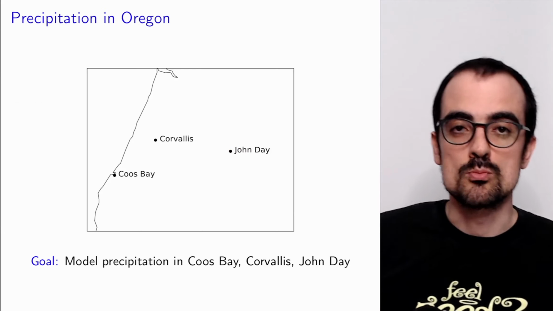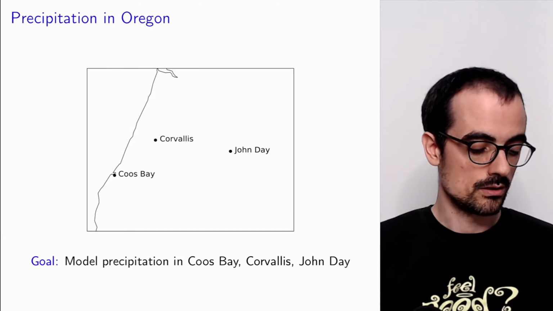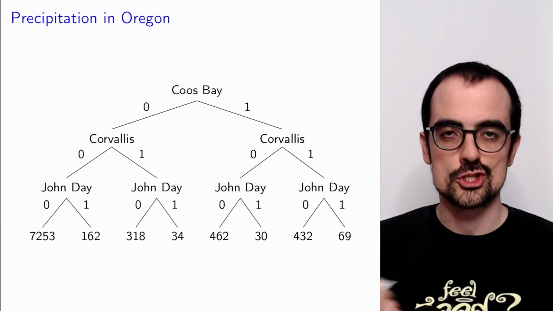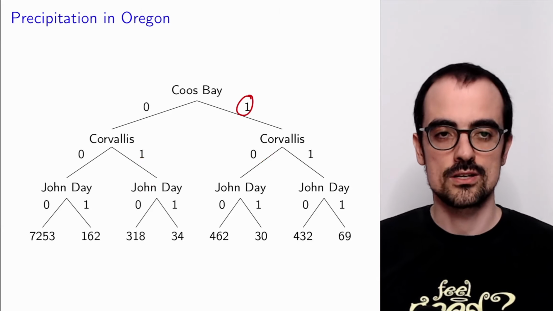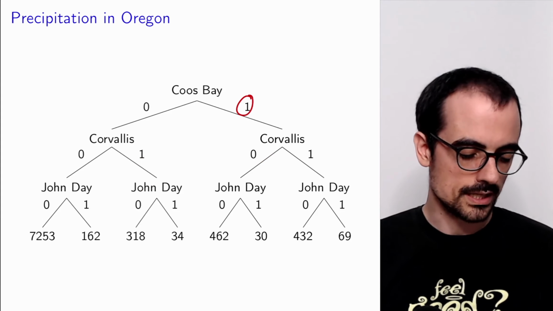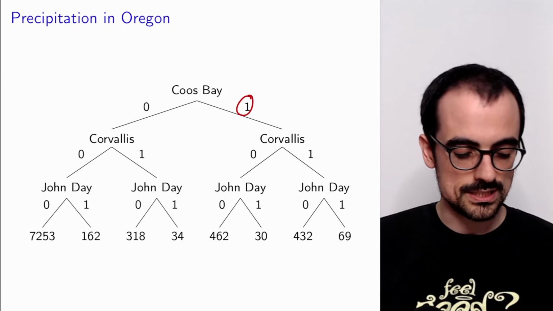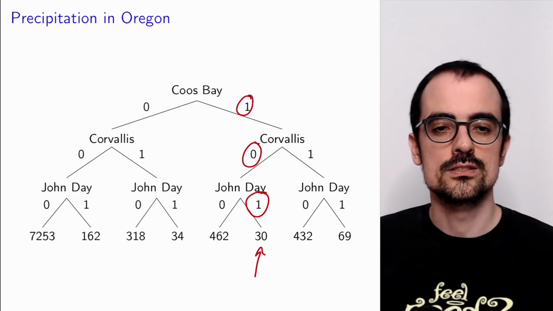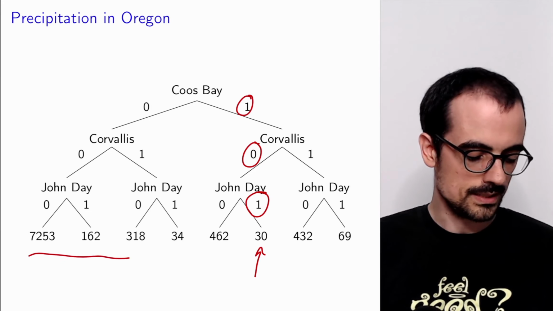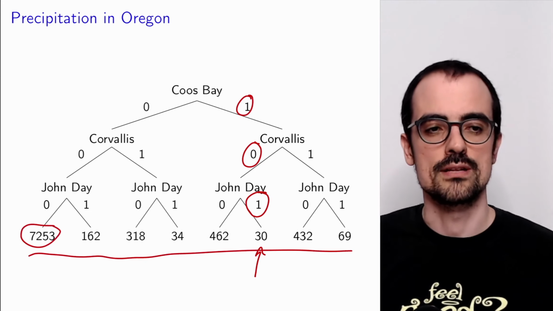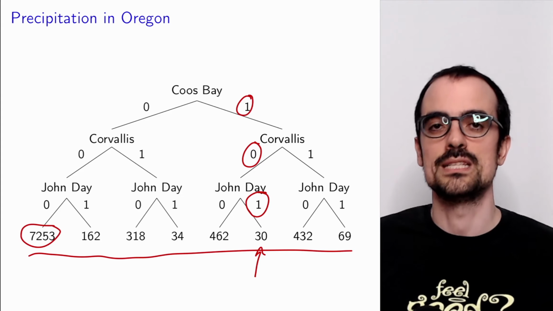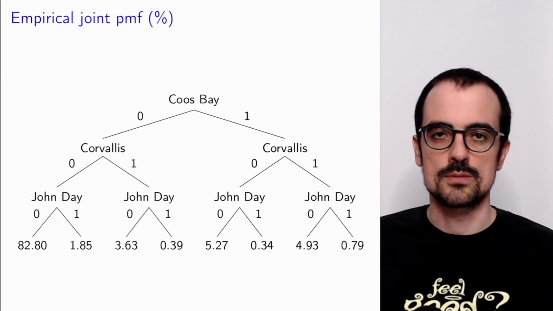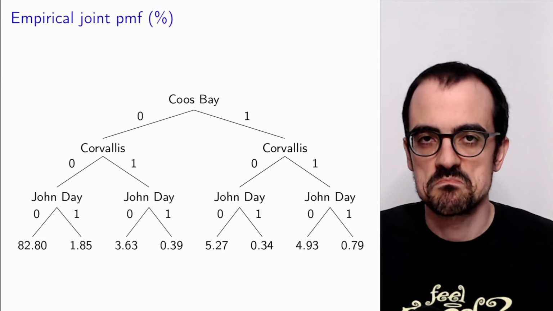Let's see an example where we're trying to model precipitation in Oregon in 3 locations. All right, and what we say is that if it's raining or snowing at a location, then the value is 1 of the corresponding random variable. For example, here there would be precipitation in Coos Bay, no precipitation in Corvallis, and precipitation in John Day. That happens for 30 of the data points. Okay, so here you see all of the possibilities. For example, for 7,253 of the data points, there's no precipitation anywhere. How do we compute a joint PMF out of this? We normalize. We divide by the total number of points. Boom, we have a valid joint PMF. Very simple.